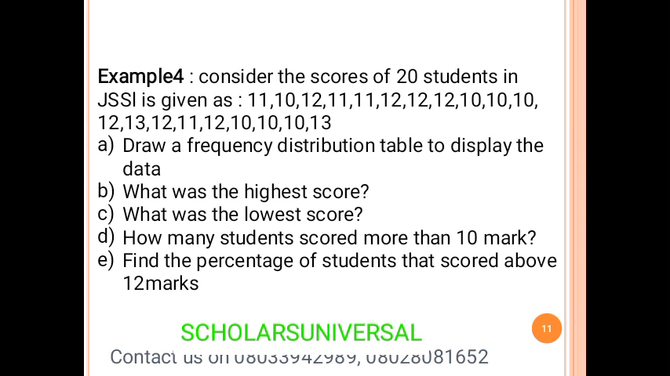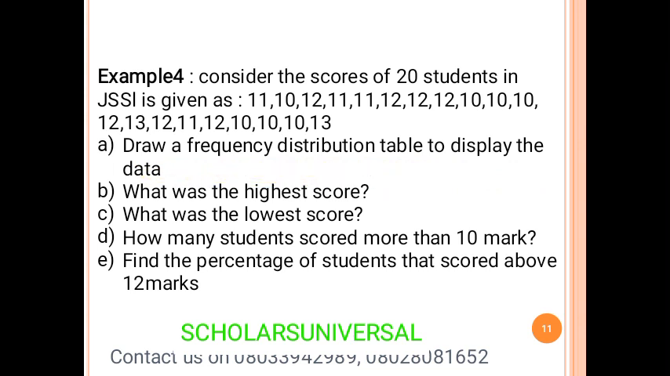So let's look at this example now. All those examples we have been looking at before, we did not make a frequency table. So here we are going to draw a frequency distribution to display and even see how much easier it will be to solve with the table. Example 4, consider the scores of 20 students in GSS 1. It is given as this: 11, 10, 12, 11, 11, 12, 12, 12, 10, 10, 10, and so on. So draw a frequency distribution table to display the data.